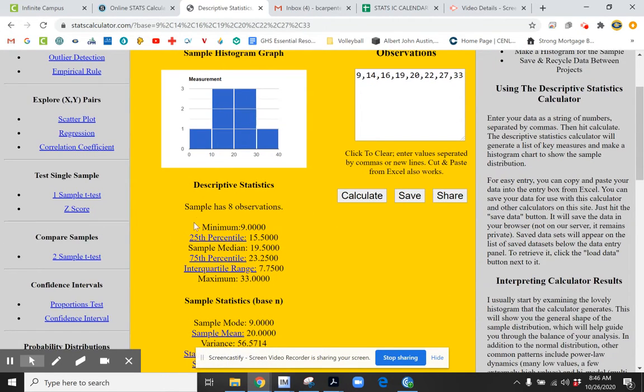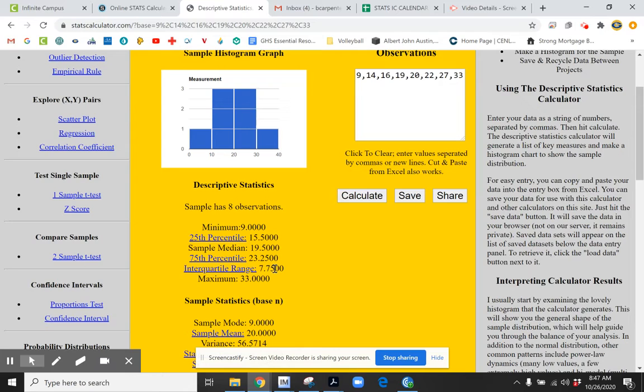Okay, and as you scroll down, it tells you descriptive statistics. So these are things about the data that you entered. We don't know all of them yet, but right here, check it out. We've got our minimum value is 9, 25th percentile, that is quartile 1, right? Sample median, 75th percentile, which is quartile 3, and it actually calculates the IQR straight for you. Okay, so you've got all of your data.